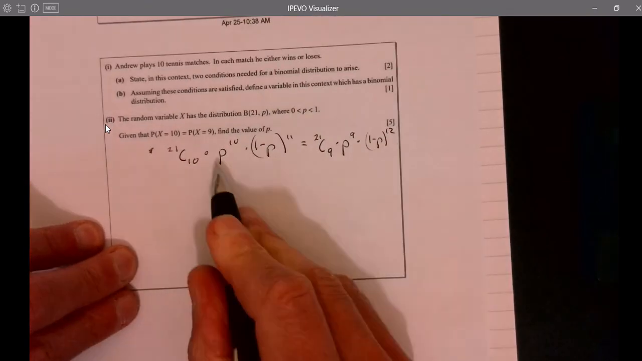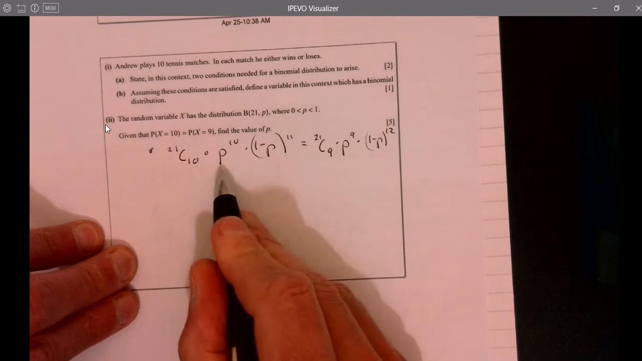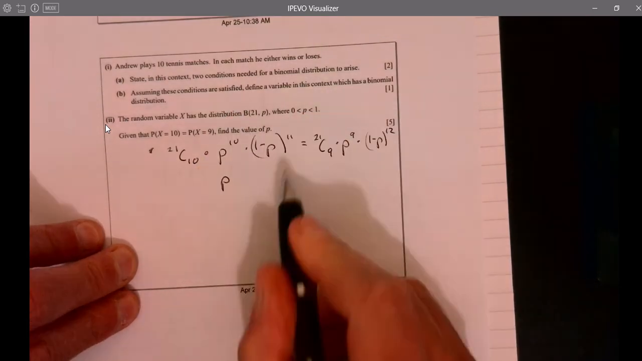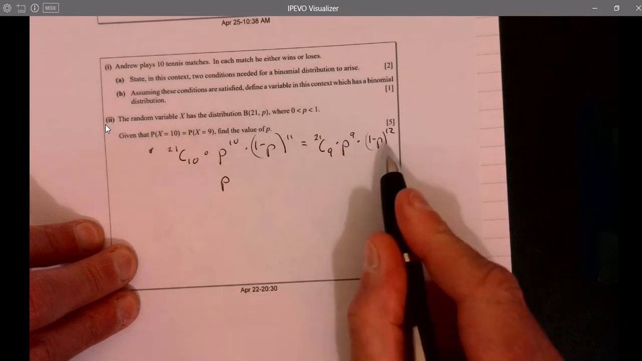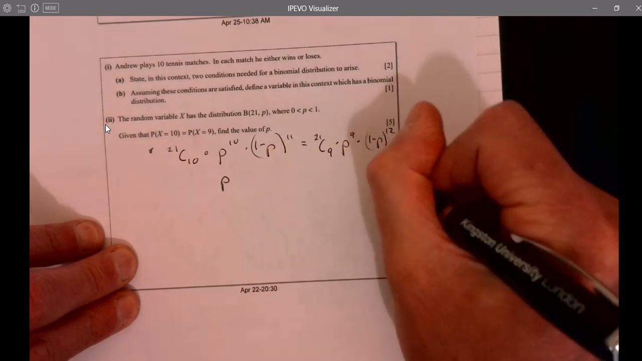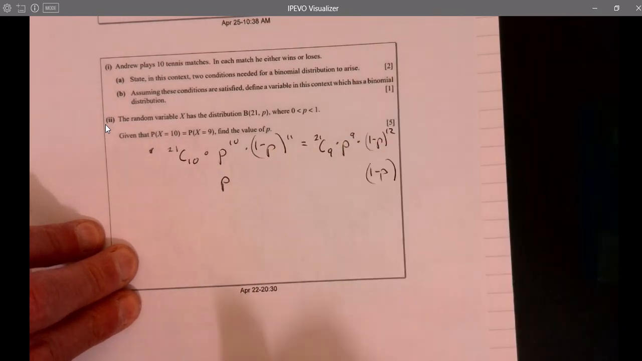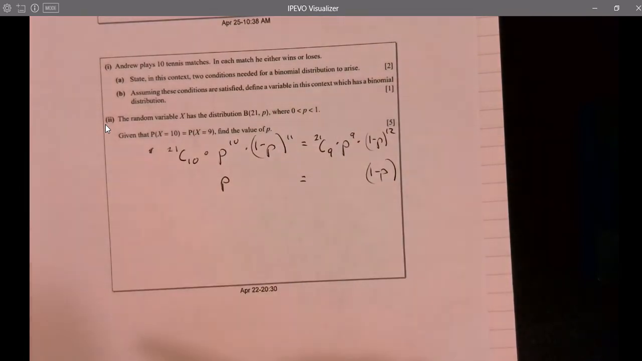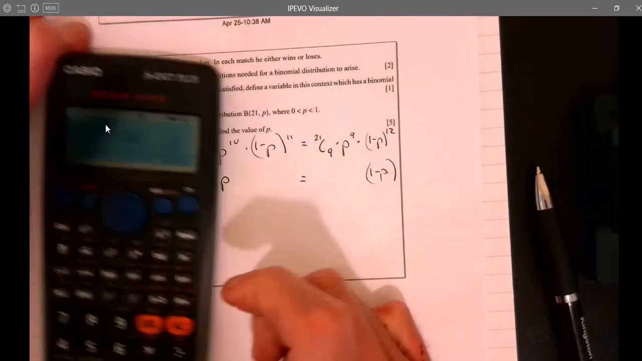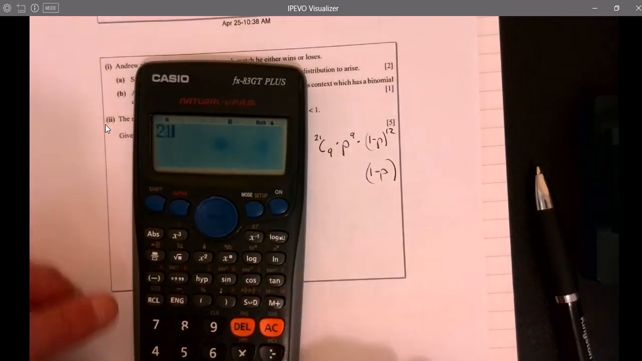Right, let's see what cancels out. Well, look, this p to the 9, I can cancel that, and (1 minus p) to the 11, I can take that out, so it's only going to be this bit over here that's going to be left. And the only things remaining to be done is I need to work out 21C10. So let's work out what 21 choose 10 is.